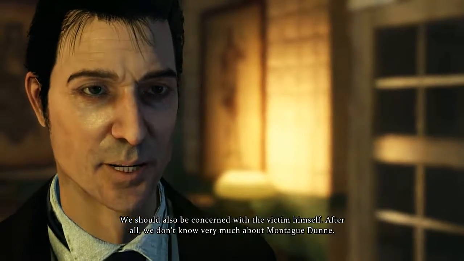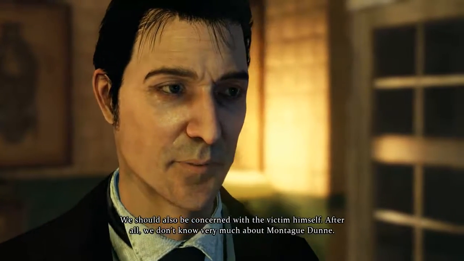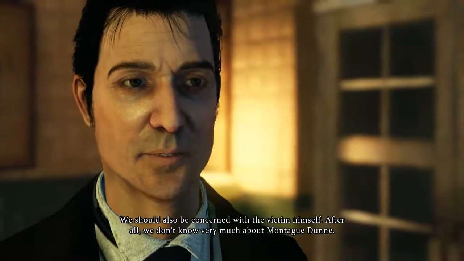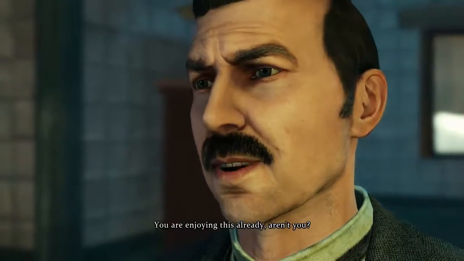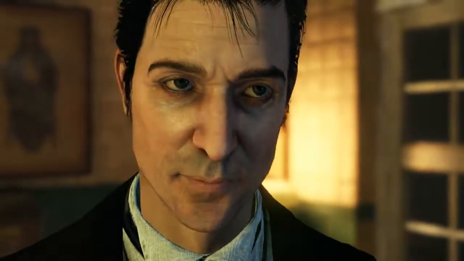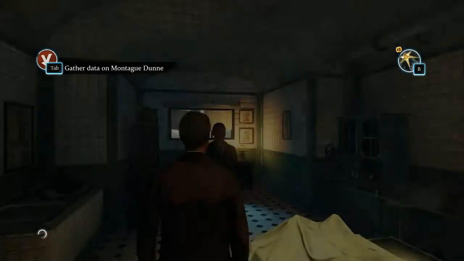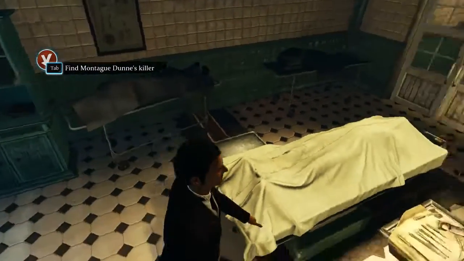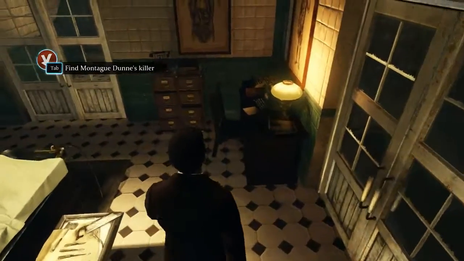We should also be concerned with the victim himself. After all, we don't know very much about Montague Dunn. You're enjoying this already, aren't you? More than a little. Alright, we're just gonna break and enter into all the places that we're not supposed to go. Gather data, find the killer, sure.